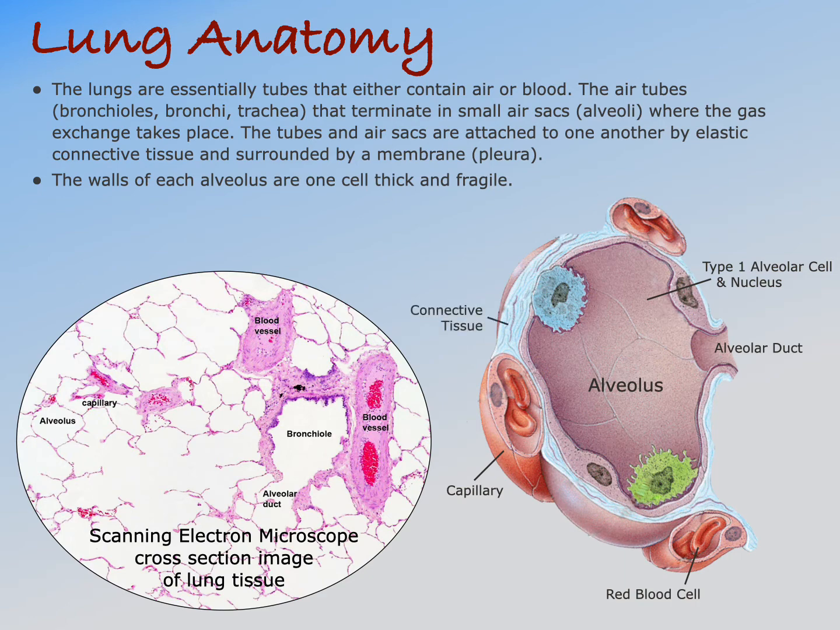And then there's connective tissue. You can see a little bit of connective tissue, but you can't really see a whole lot in the cross-section. The connective tissue is very elastic, and the lungs themselves are elastic.